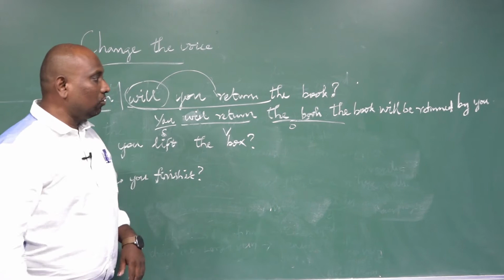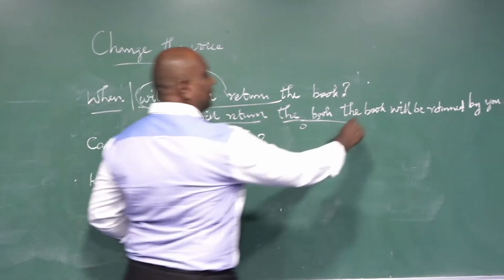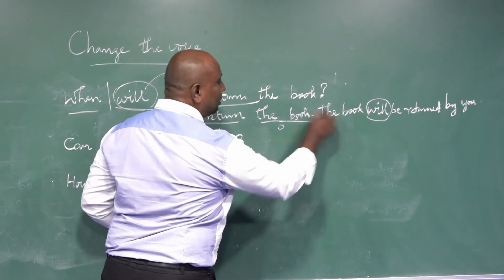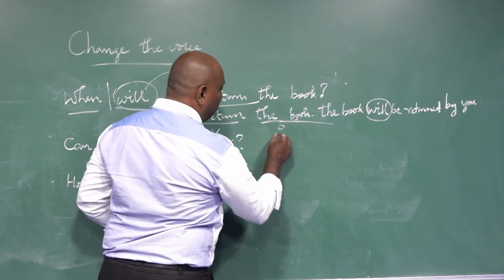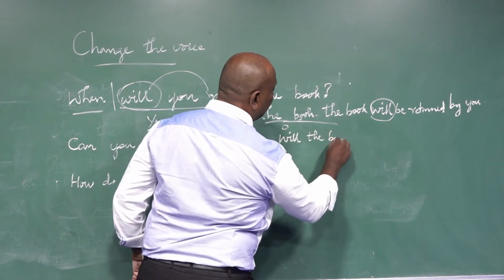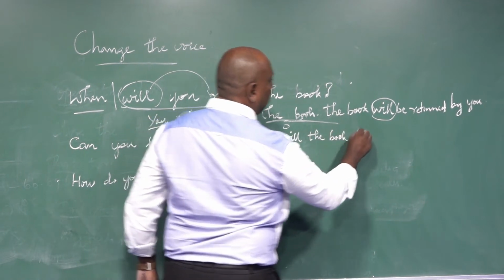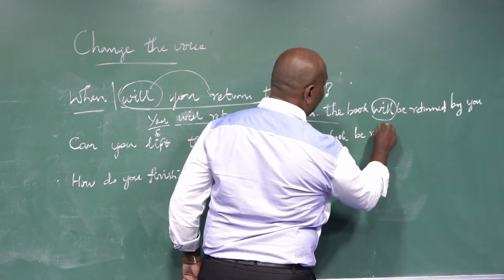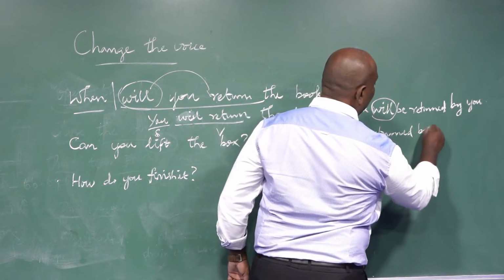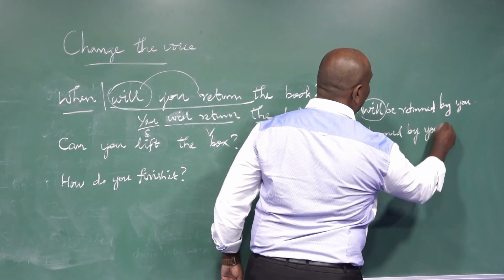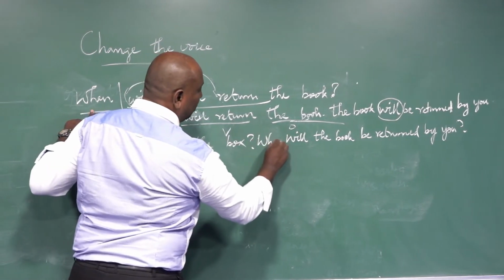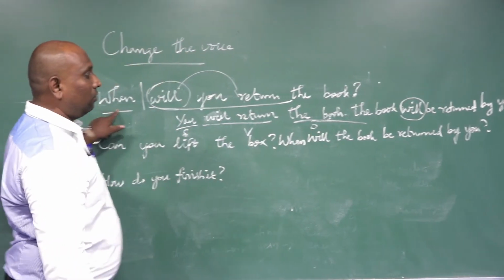So we have to make it a question. How to change it into a question? This auxiliary should be placed before the subject. If you place it before the subject, that will become a question. So, will the book be returned by you? Question mark, and add the question word when. So this is the way we have to make it active into passive.